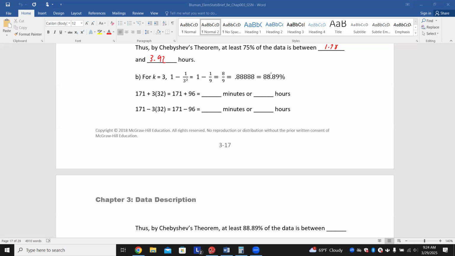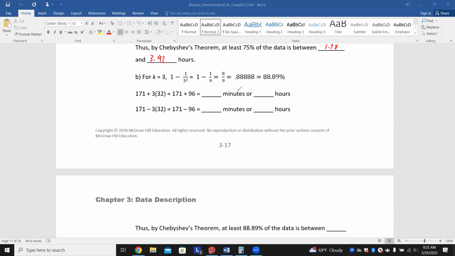Now if we wanted to calculate the 89%, the way they did this, using this formula, they plugged in the 3 right here. So 1 divided by 3 squared is 1/9. So 1 minus 1/9 is 8/9. 8/9 as a decimal is 0.8 repeating. So they come out to about 88.89%, which I usually just round up to 89%.